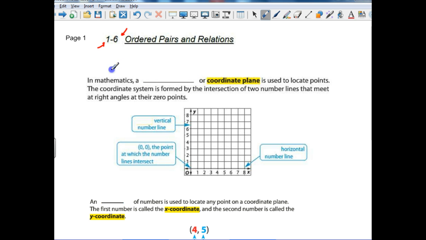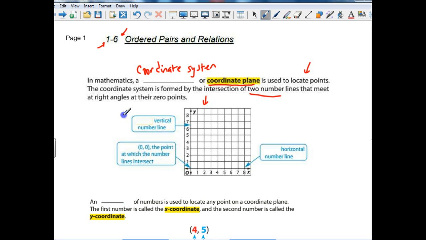But that word right there in mathematics, that's coordinate system. It's two words. Coordinate system. Or coordinate plane. That one's printed on there for you. It's used to locate points. The coordinate system is formed by the intersection of two number lines that meet at right angles at their 0 points. And here you see it right there.